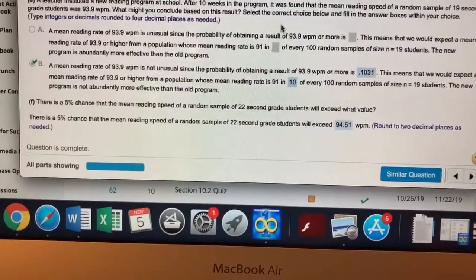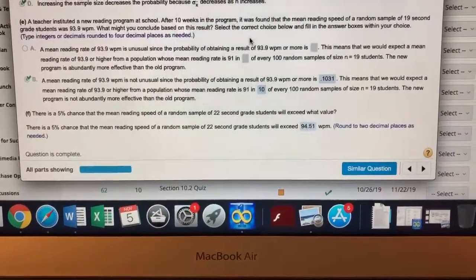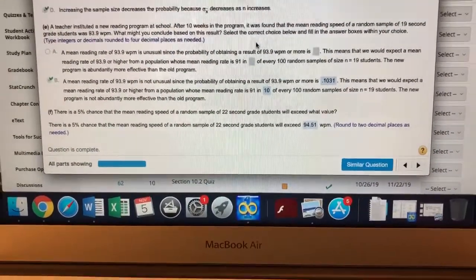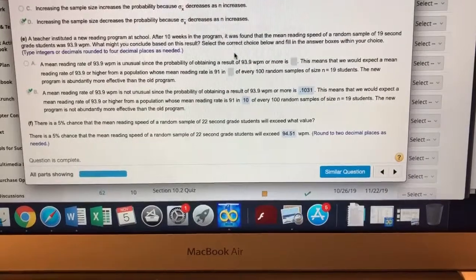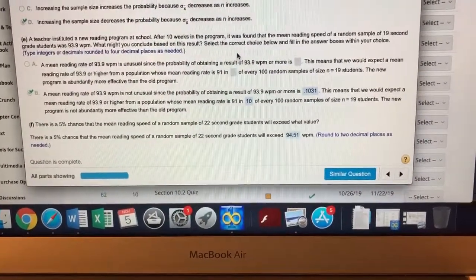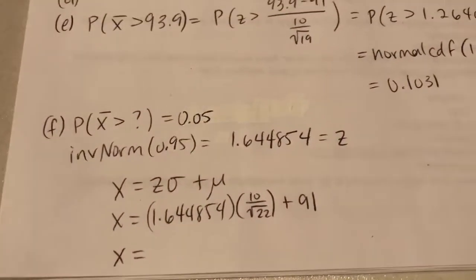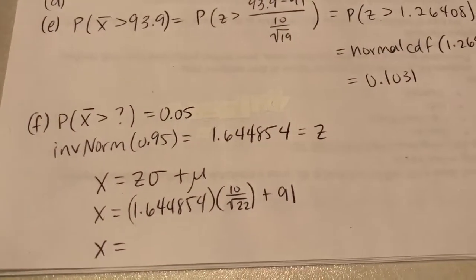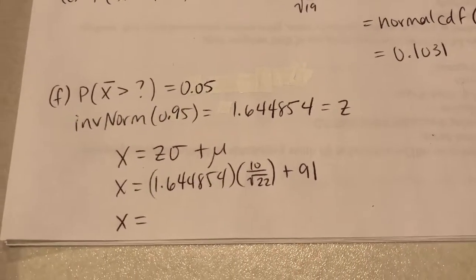Part F says there is a 5% chance that the mean reading speed of a random sample of 22 second grade students will exceed what value? So we don't know x bar this time. We have a random sample of 22 second grade students, so n is 22, and we know that there's a 5% chance that their reading speed will exceed this value. So we set it up this way. The probability of x bar being bigger than an unknown value is 0.05. If I have a 5% chance of being bigger than this value, then in decimal form, that is 0.05 because we divide the percentage by 100.